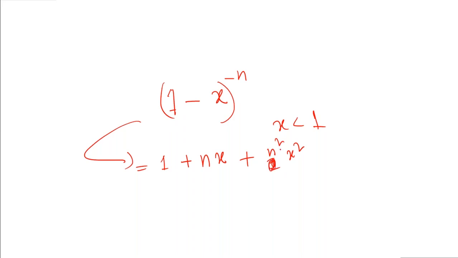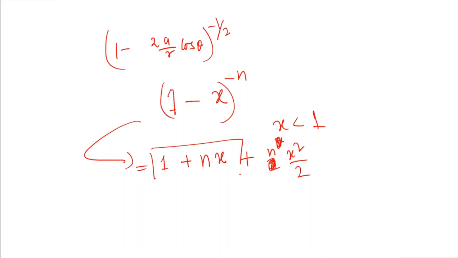Okay. So I have this one, 2 into a by r cos of theta, whole to the power minus half. So this I have taken as minus n. Then what I have written? I have written up to this approximation because a by r, a square by r square, this is the x. Suppose the whole thing is x. Here a square by r square will again be a negligible quantity. So I am just taking approximation up to the first order of this. Higher order I am neglecting.